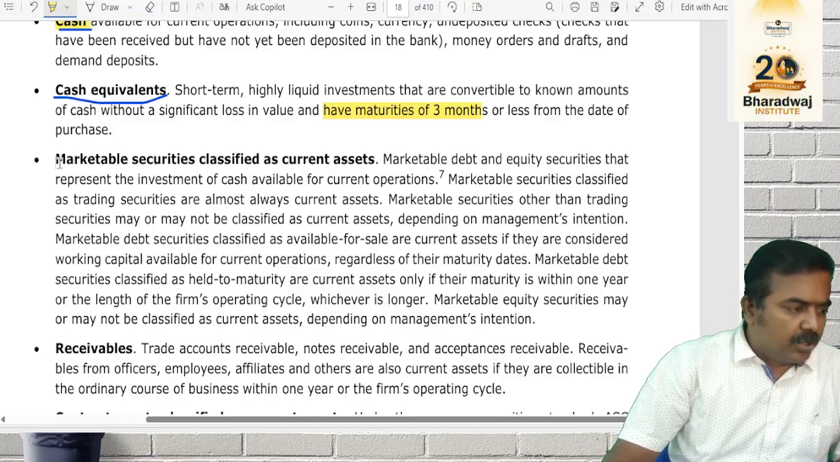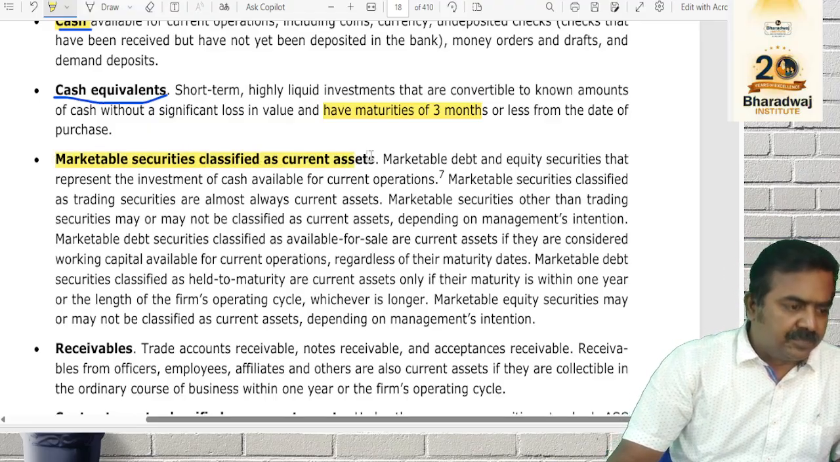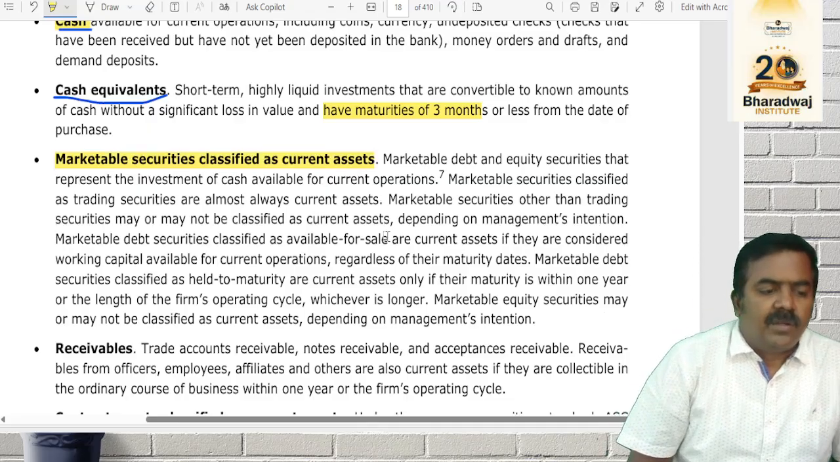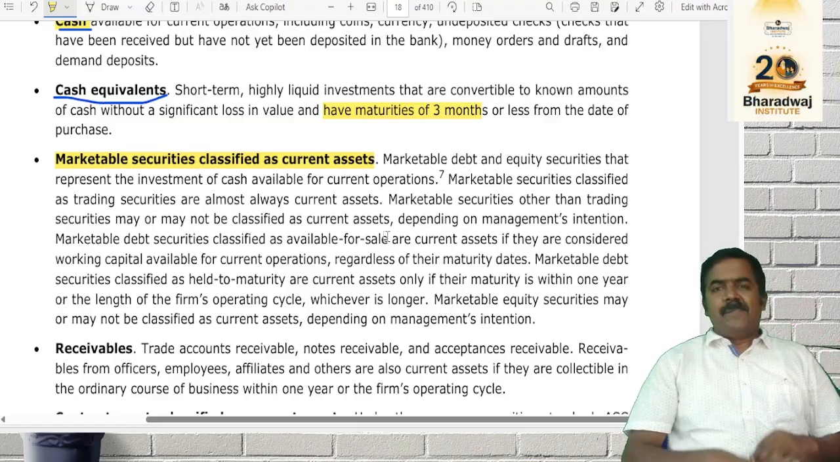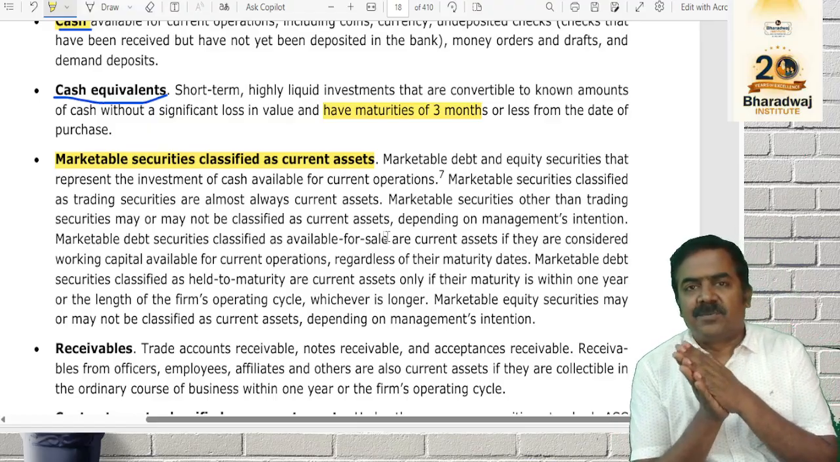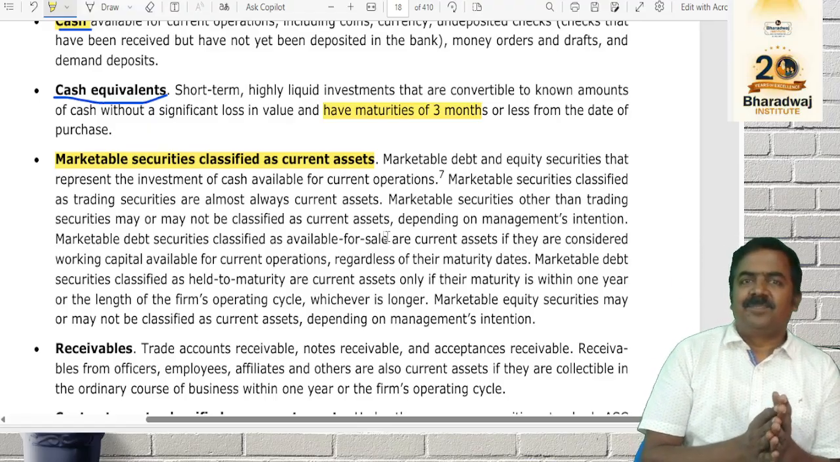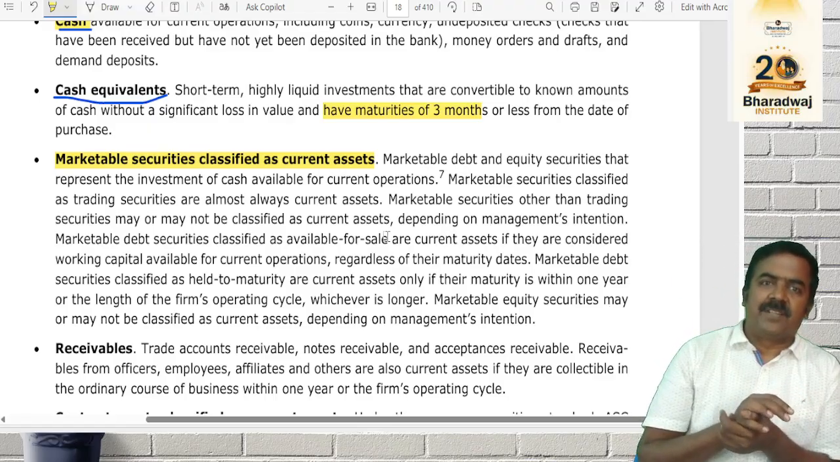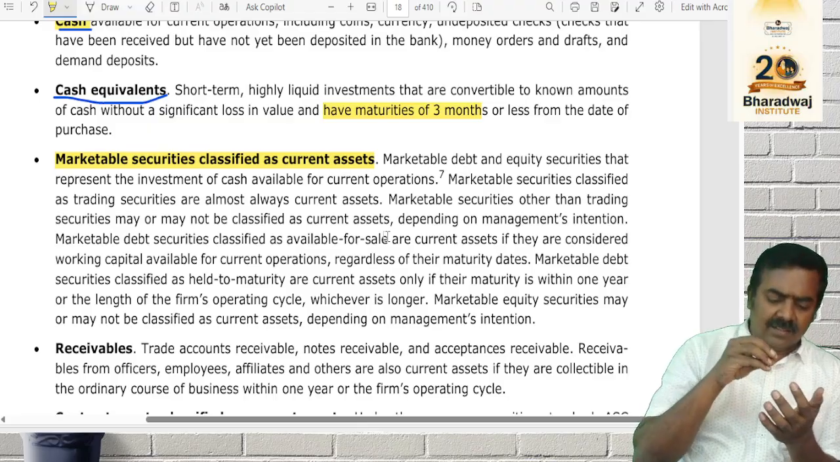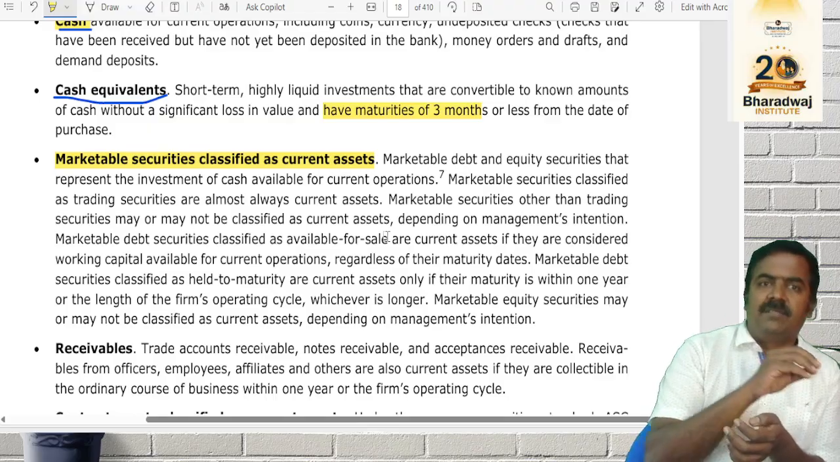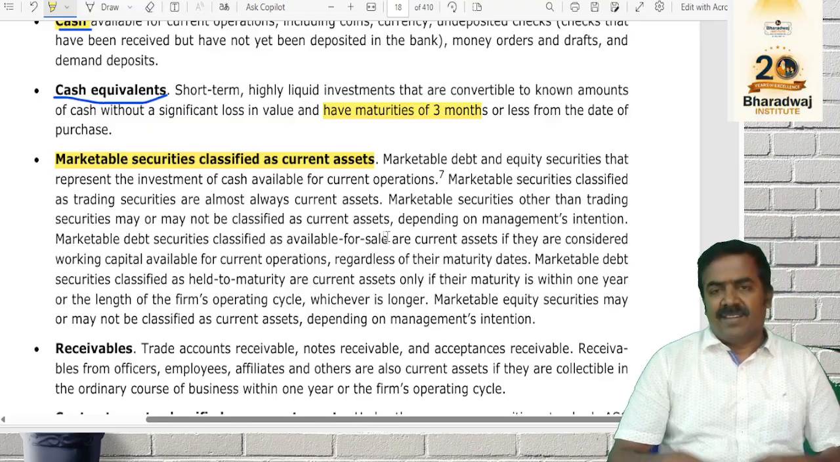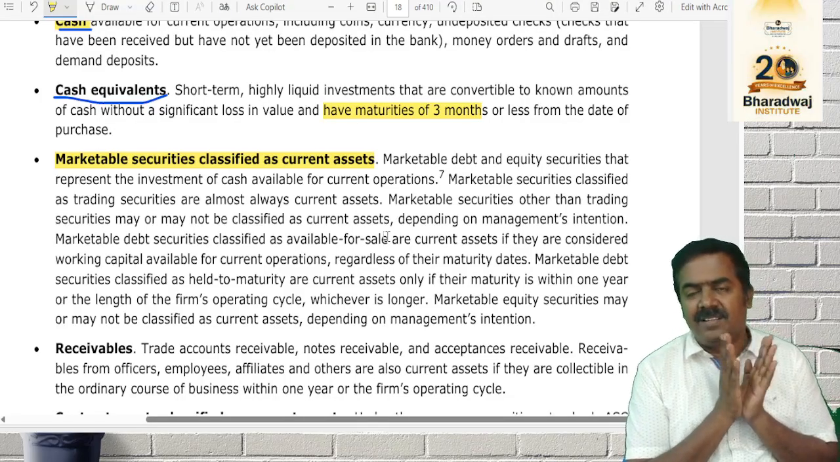Marketable securities can also be classified as which one? Current asset. What is a marketable security? It depends upon the intention of the management. You have invested in the shares of Microsoft. Will it become a long-term investment or short-term investment? It depends on the management's investment intention.